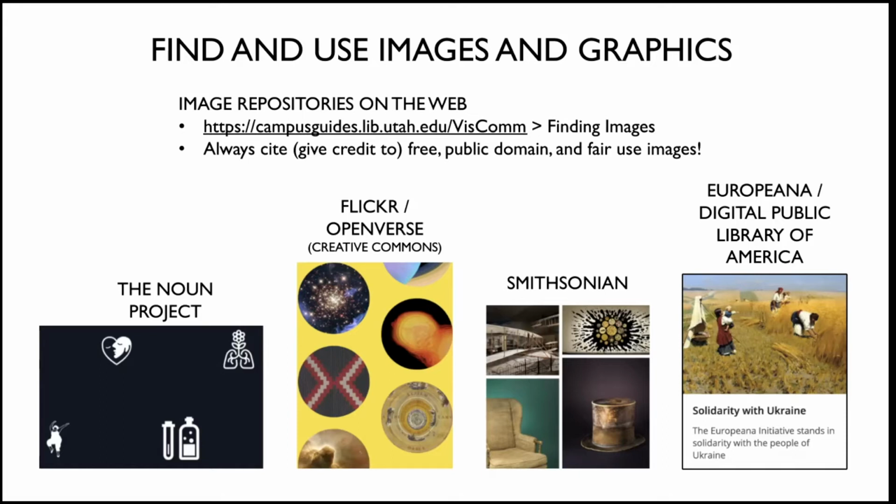And then Europeana and the Digital Public Library of America are digital repositories of unique special collections items from libraries and museums around the world, where they have digitized cultural, historical objects and made those images searchable and findable and downloadable through these two websites. So Europeana and the Digital Public Library of America, really great for discovering cultural content. Next slide, please.